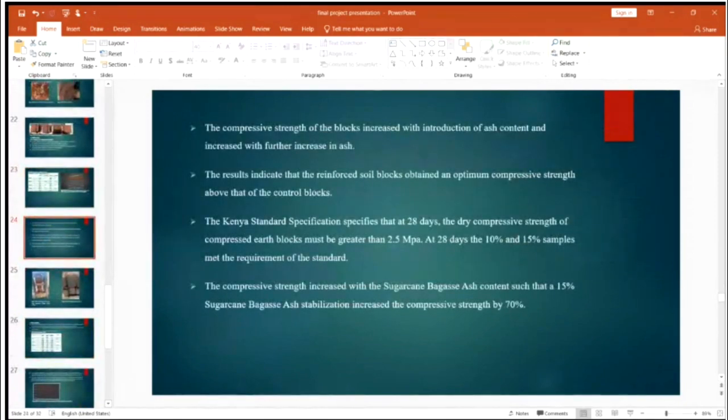So we saw that the compressive strength of the blocks increased with the introduction of the ash content, and then increased with further increase in ash. And then the Kenya standard specification specifies that at 28 days, the compressive strength should be greater than 2.5. And at 28 days, our 10% and 15% samples meet the requirement of the standard.